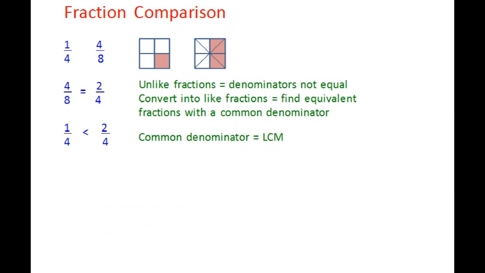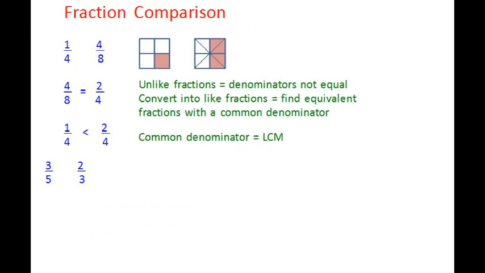Common denominator is essentially an LCM because LCM means the lowest common multiple. So lowest common multiple can become your common denominator and then you can come up with equivalent fractions. Let's take another example, 3 over 5 and 2 over 3. Now we want to know which fraction is greater and which one is smaller. Now how do we do that?